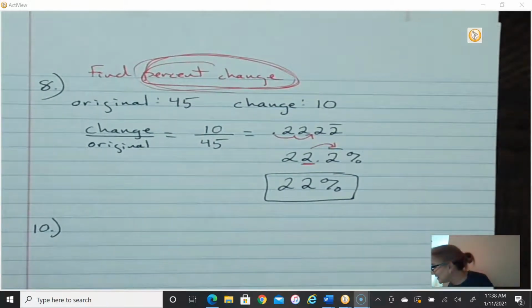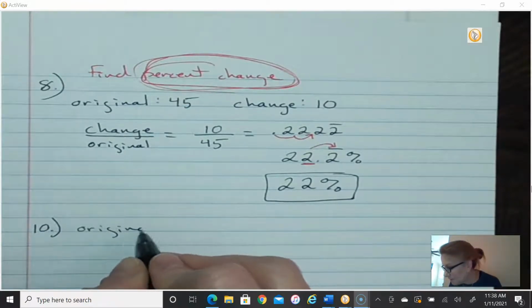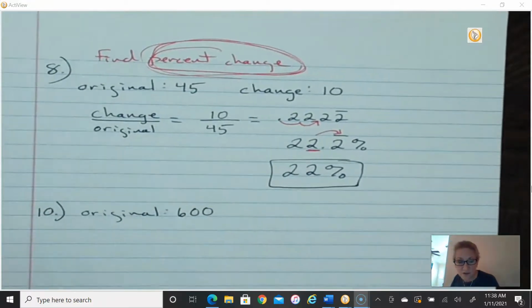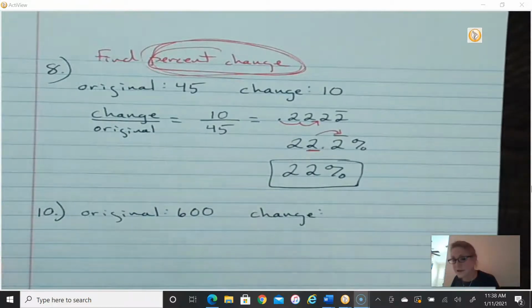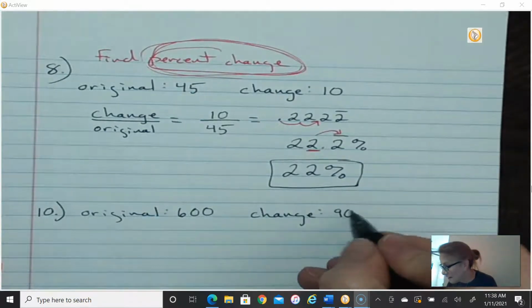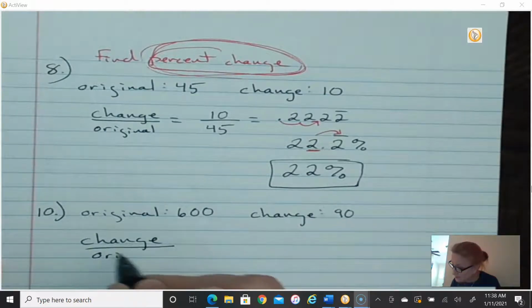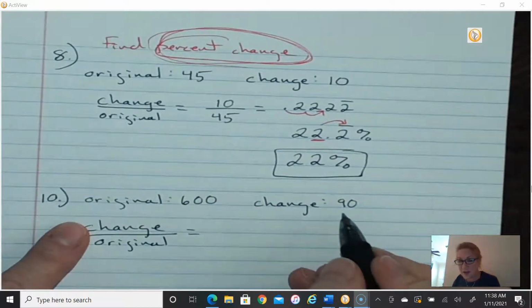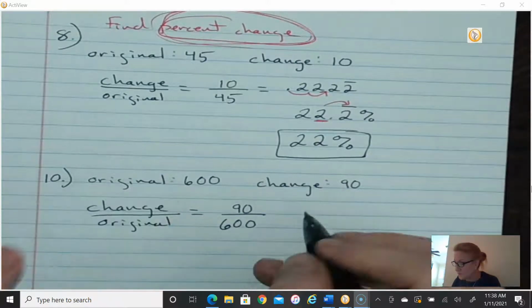All right, number 10. All right, the original is 600. Now, again, if y'all have questions, your sub can pause the video if he's showing it to the whole class, and he can answer them. And the change is 90. Okay, so the formula, change over original, and don't forget to change it to a percent. So the change is 90, it goes on top, original goes on bottom.